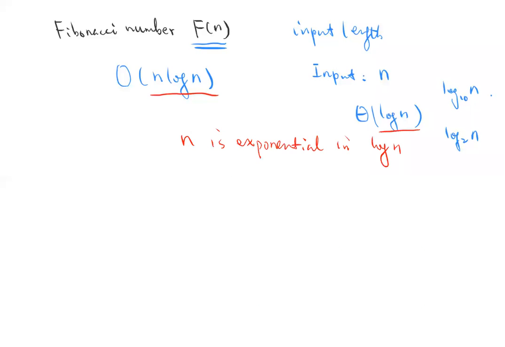Actually, we can prove it. Any algorithm for computing the nth Fibonacci number will take time at least this much. So let me put the lower bound notation. Any algorithm for computing the nth Fibonacci number will take this much time because of the output length. We explained these things earlier, maybe in the first or second week. All right.